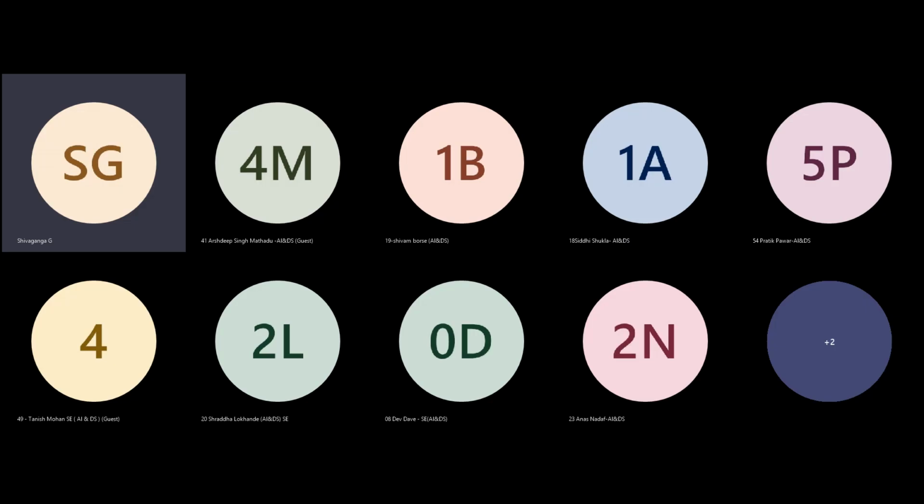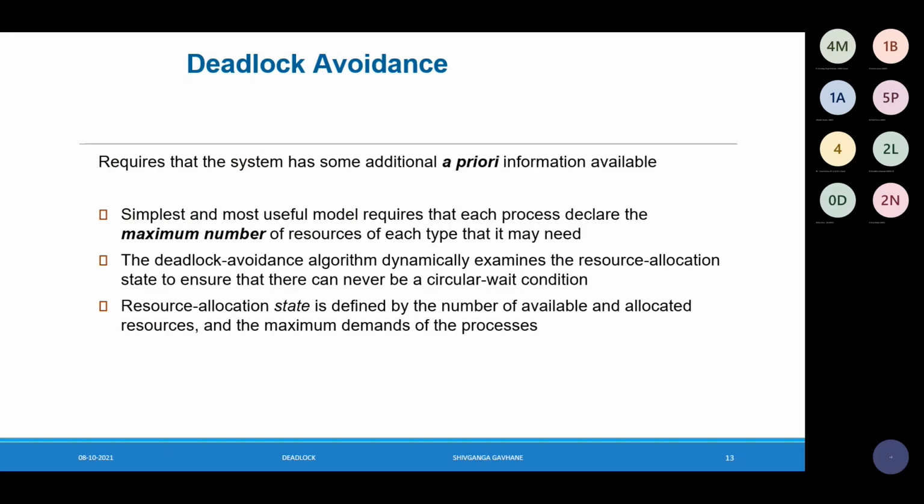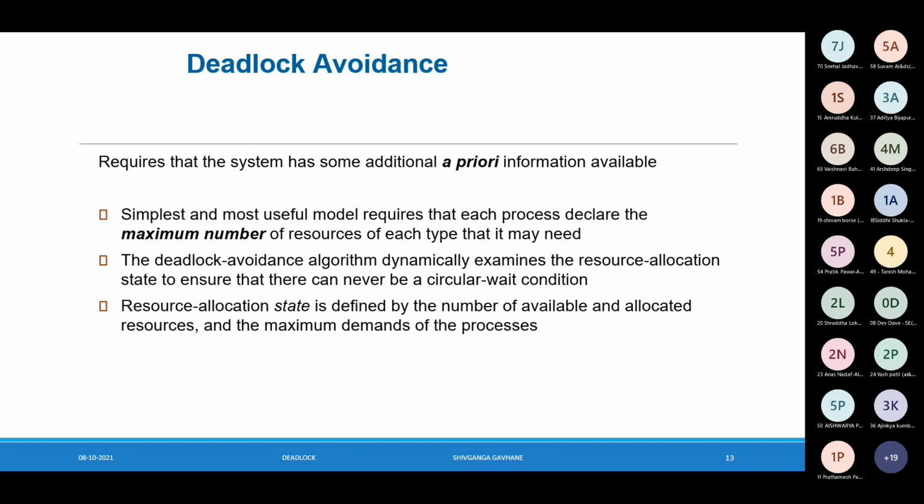Deadlock avoidance is a method which will ensure that the system will never enter into a deadlock. There are some requirements, or prior information, needed for avoiding deadlock. The simplest and most useful model requires the maximum number of resources of each type, that means how many resources are there at max and how many are needed more.